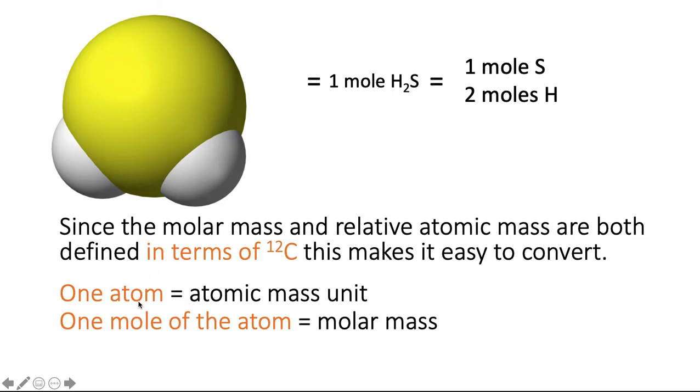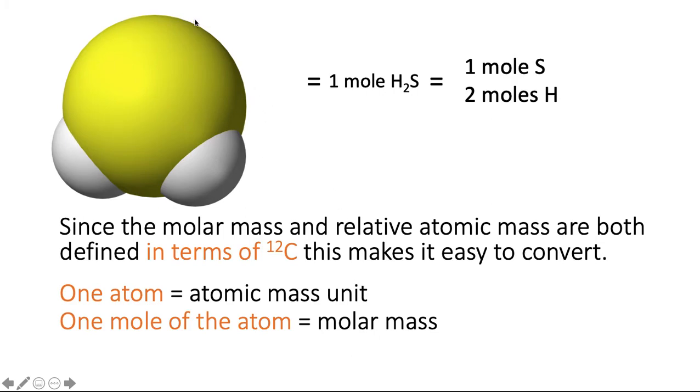The atomic mass measures the mass of 1 atom. The molar mass measures 1 mole of the atom, or the mass of 6.022 times 10 to the 23rd atoms. And that's the difference. This is small scale, this is really large scale.